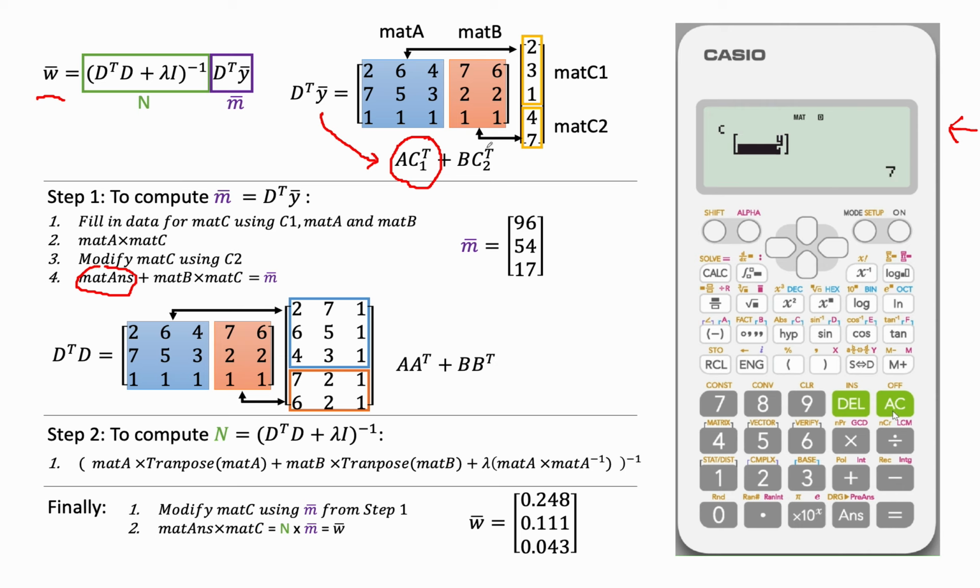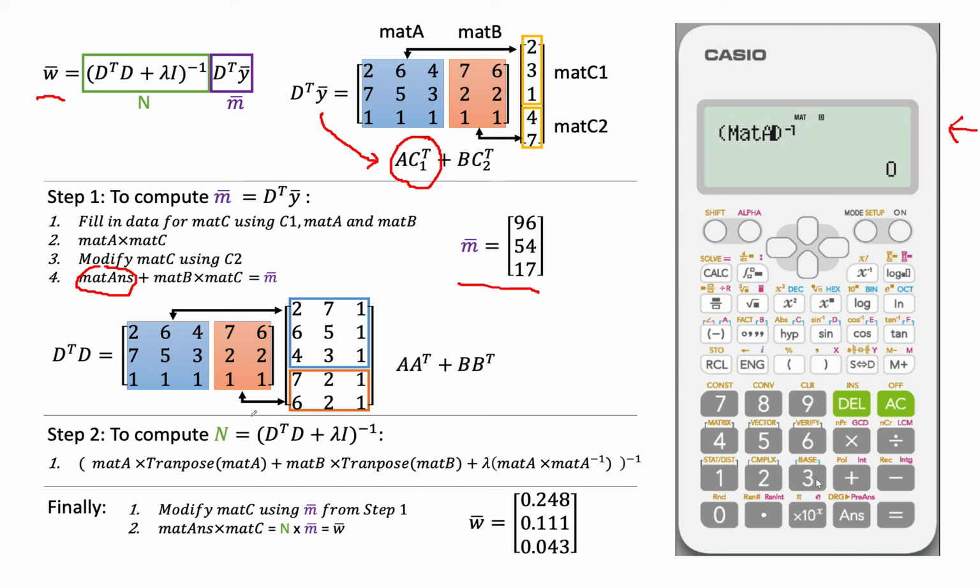After that we can proceed to compute the second term. To do so, we will need to modify the matrix C in our scientific calculators into C2. Then, we simply need to sum up the intermediate answers that we obtained from the previous step, plus matrix B times matrix C. Then it will give us M bar, which represents D transpose Y bar. So we obtain our M bar here.